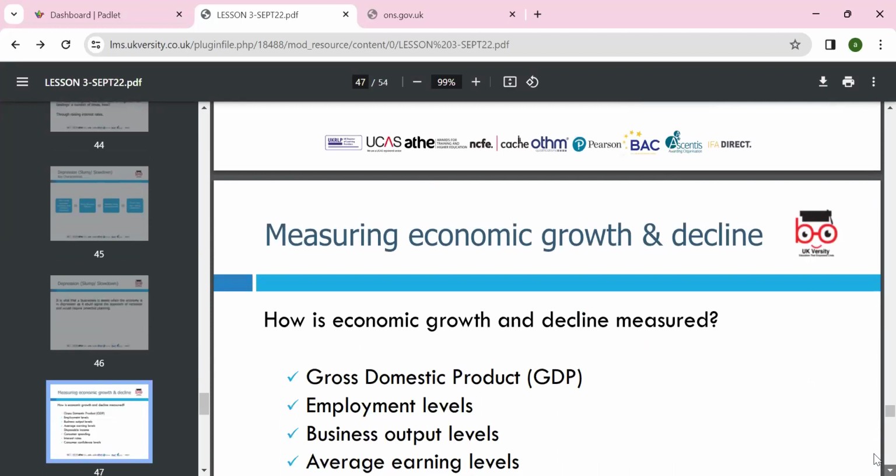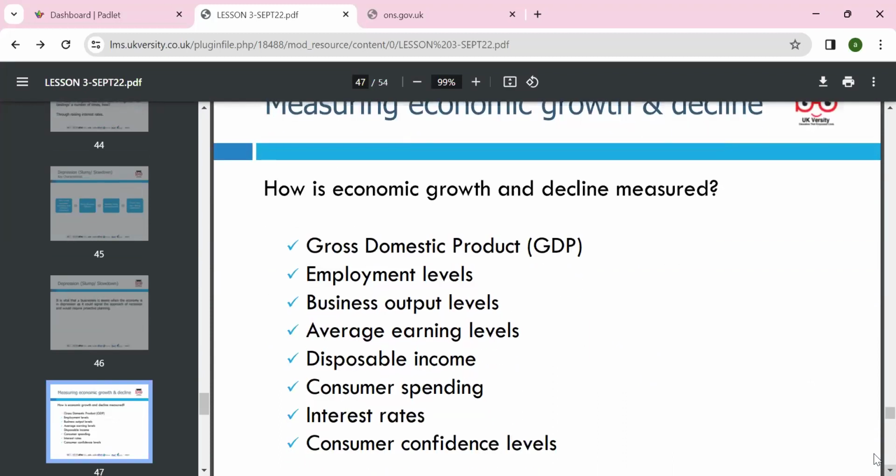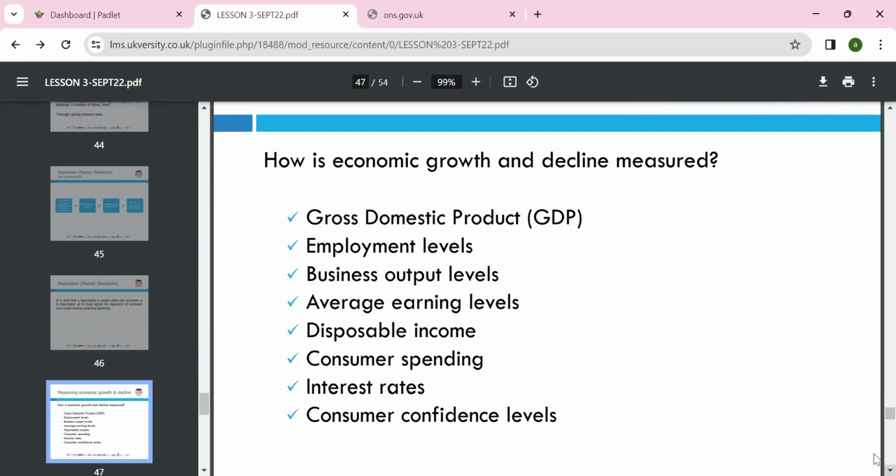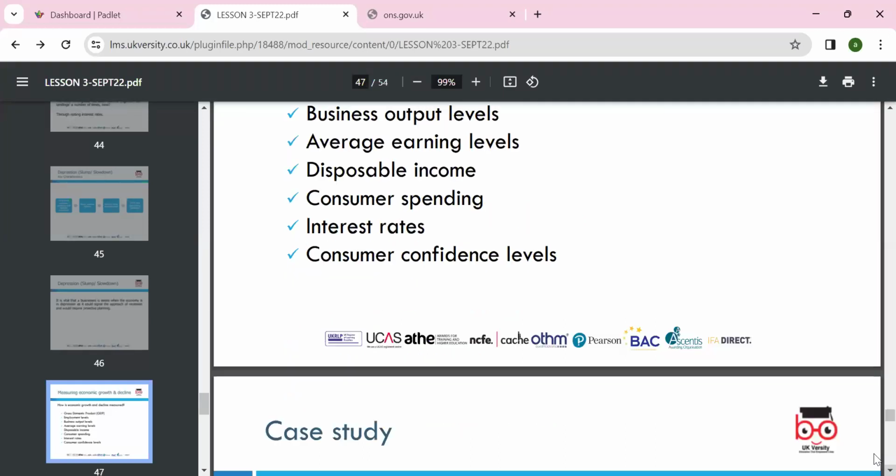How is economic growth and decline measured? Through gross domestic product, the employment level, business output level, average earning level, disposable incomes, consumer spending and interest rates. We need to see what is happening in those, which will carry on moving.